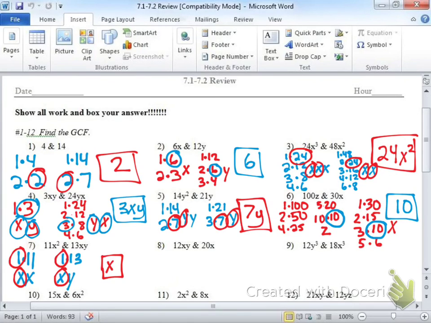Alright, number 8, we have the number 12. So 1 and 12, 2 and 6, 3 and 4, X and Y. The number 20, so 1 and 20, 2 and 10, 4 and 5. Oh, we also have the X. Sorry, forgot about that guy. So, looking at the numbers, it looks like 4 is going to be the largest number that they have in common. And then they both have an X. So this is going to be 4X.